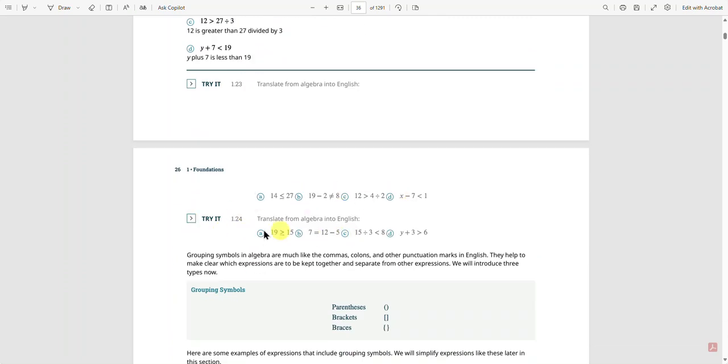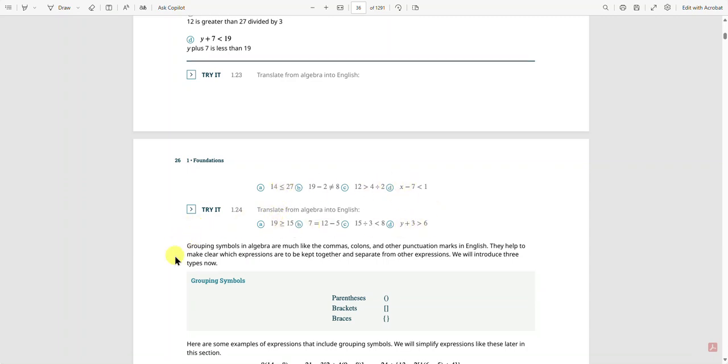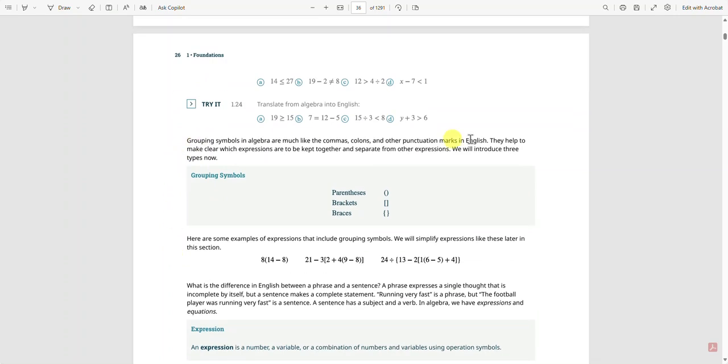You're given some more down here. Just practicing translating from algebra into English, which is very important as we get started. In the next section, we see what are called grouping symbols. So we're continuing to learn more about the symbols used in algebra. Here we're learning about grouping symbols. Grouping symbols in algebra are much like the commas, colons, and other punctuation marks in English. They help to make clear which expressions are to be kept together and separate from other expressions.